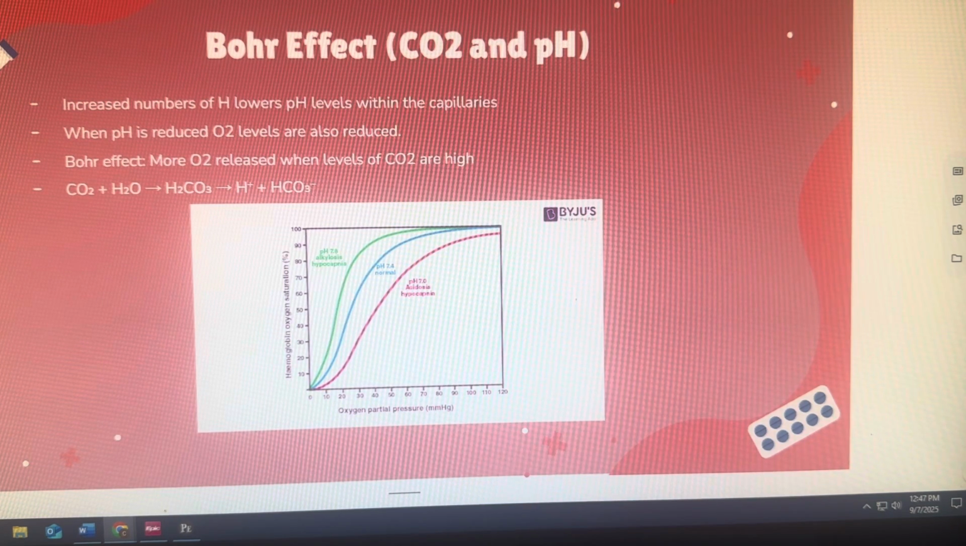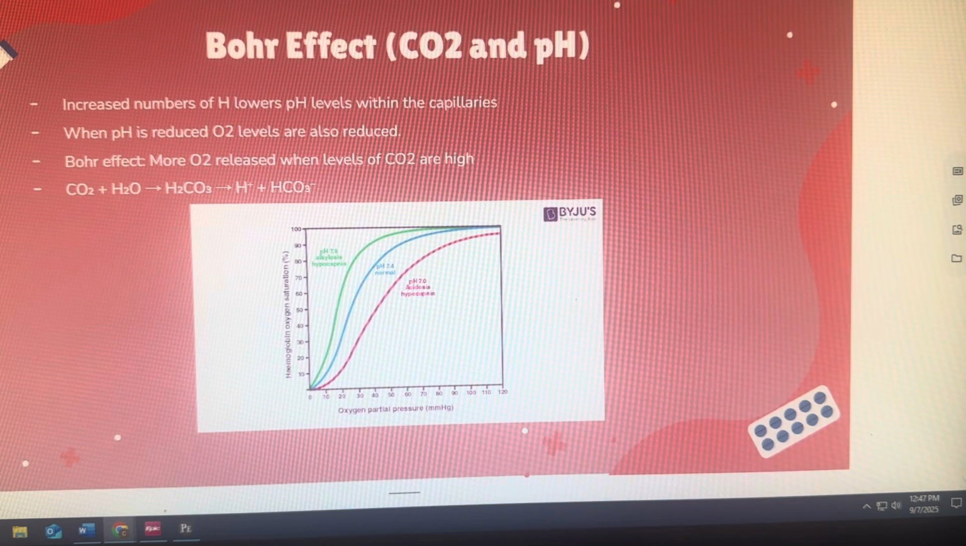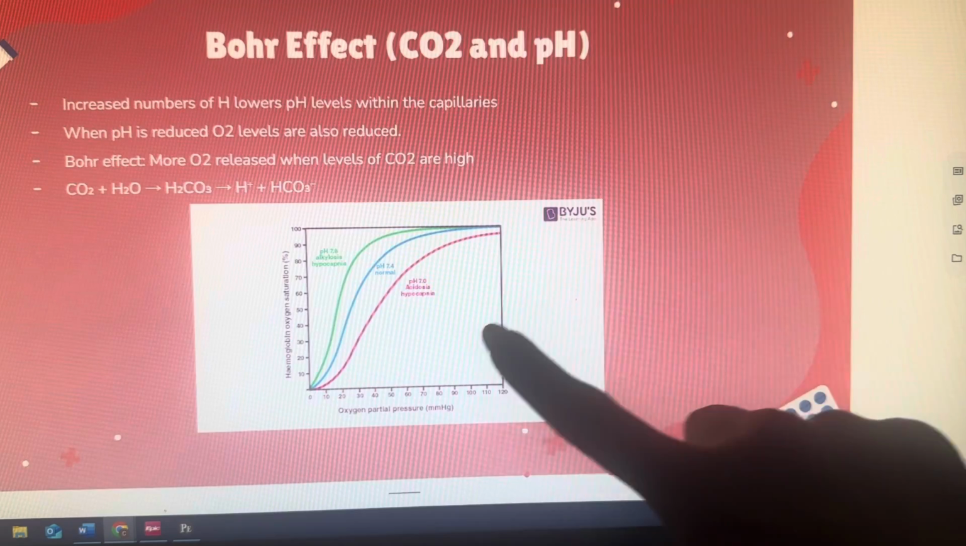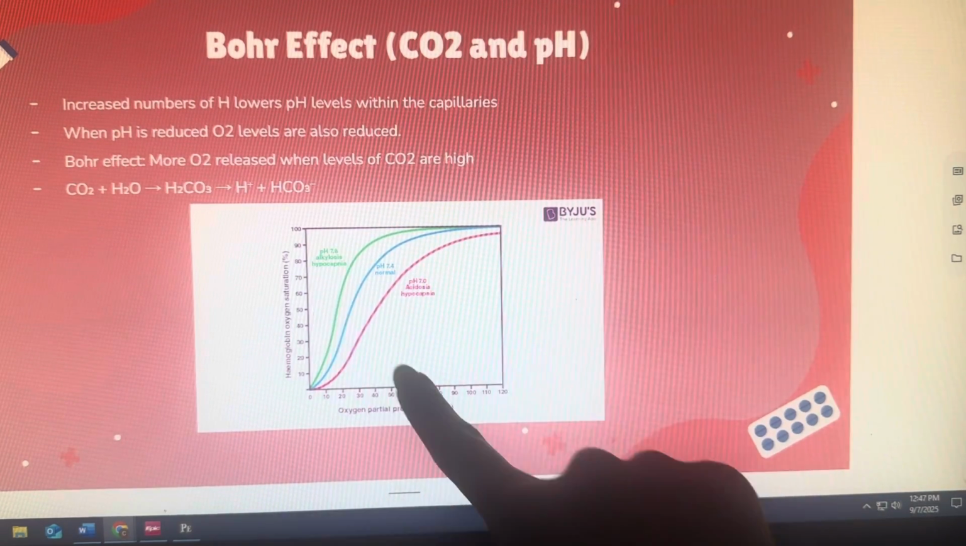When pH drops, hemoglobin's affinity for oxygen decreases. In other words, hemoglobin doesn't hold on to oxygen as tightly. This makes it much more willing to let go of oxygen in the tissues. The effect where lower pH and higher CO2 cause hemoglobin to release more oxygen is called the Bohr effect. And you can see here, they're releasing in terms of pH.